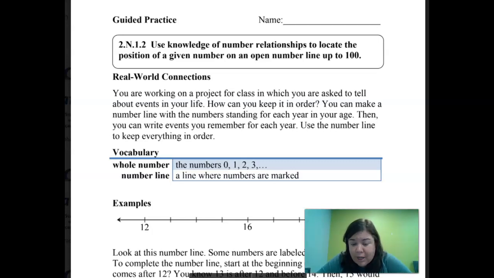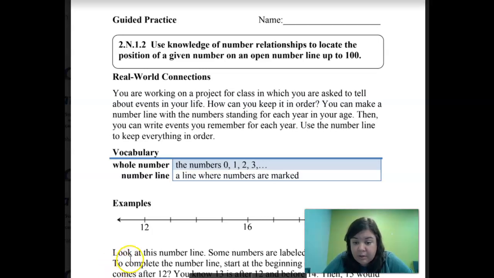So if you're working on a project for a class where you're asked to tell about events of your life, how do you keep it in order? You're going to make a timeline. It's a number line with numbers standing for each year of your age. Then you can write the events that you remember for each, and you use the number line to keep everything in order.